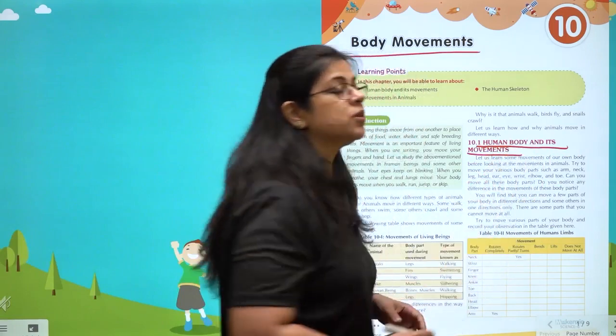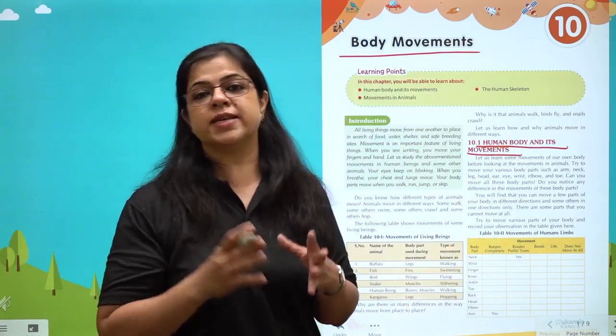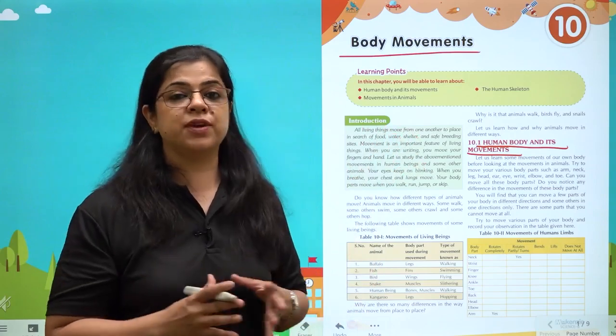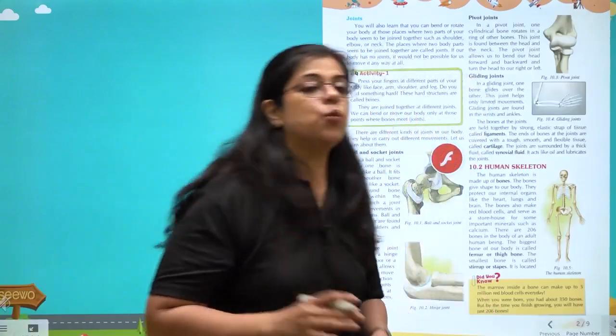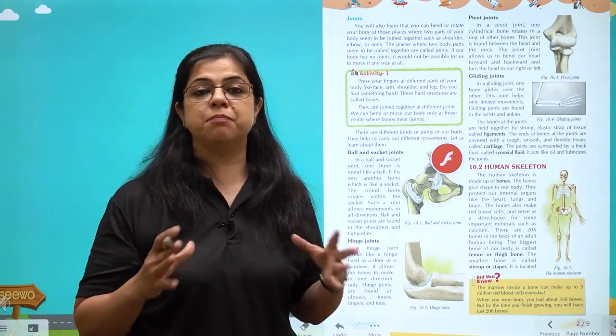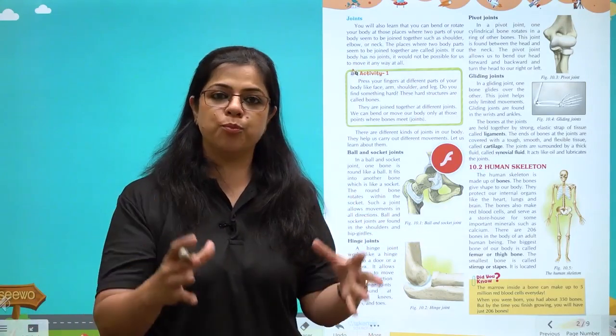So we all know that human beings have got two sets of limbs. They have got the forelimbs, which are our hands, and we have got our hind limbs, which are our legs. The entire human body is made up of many kinds of bones.